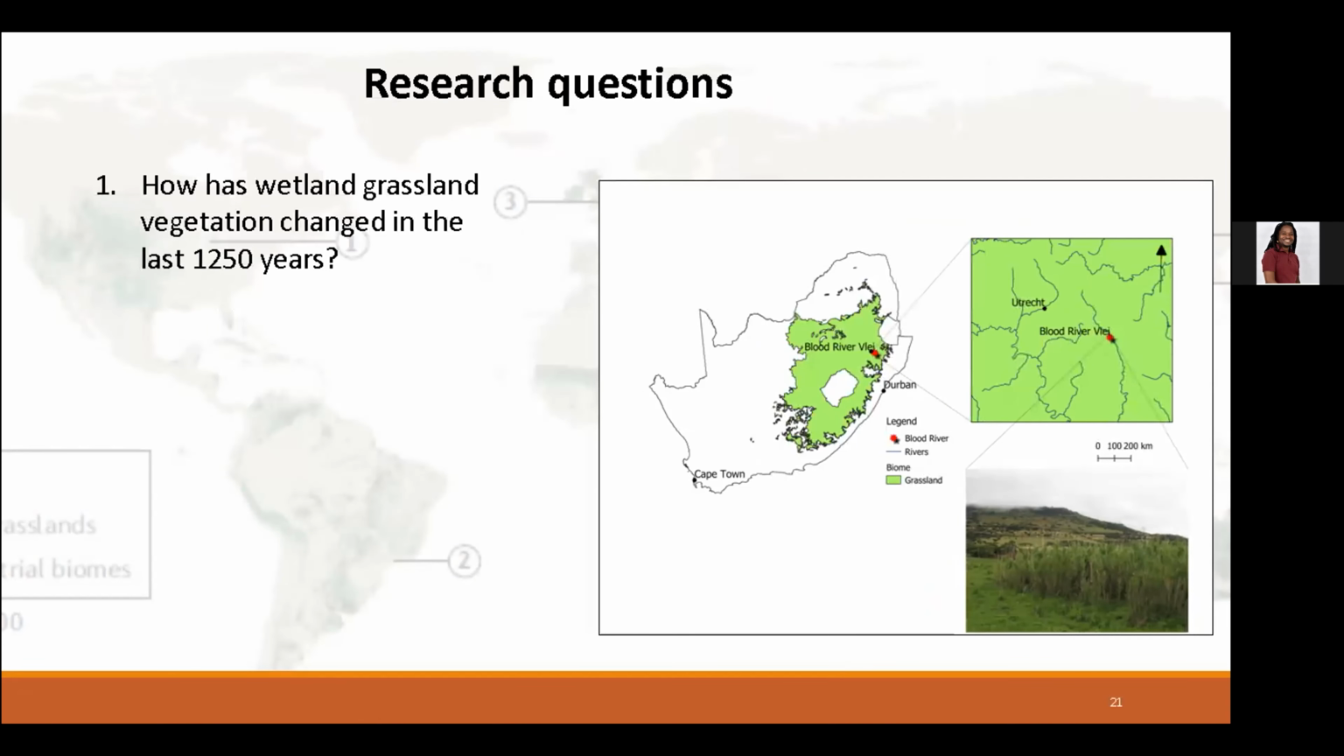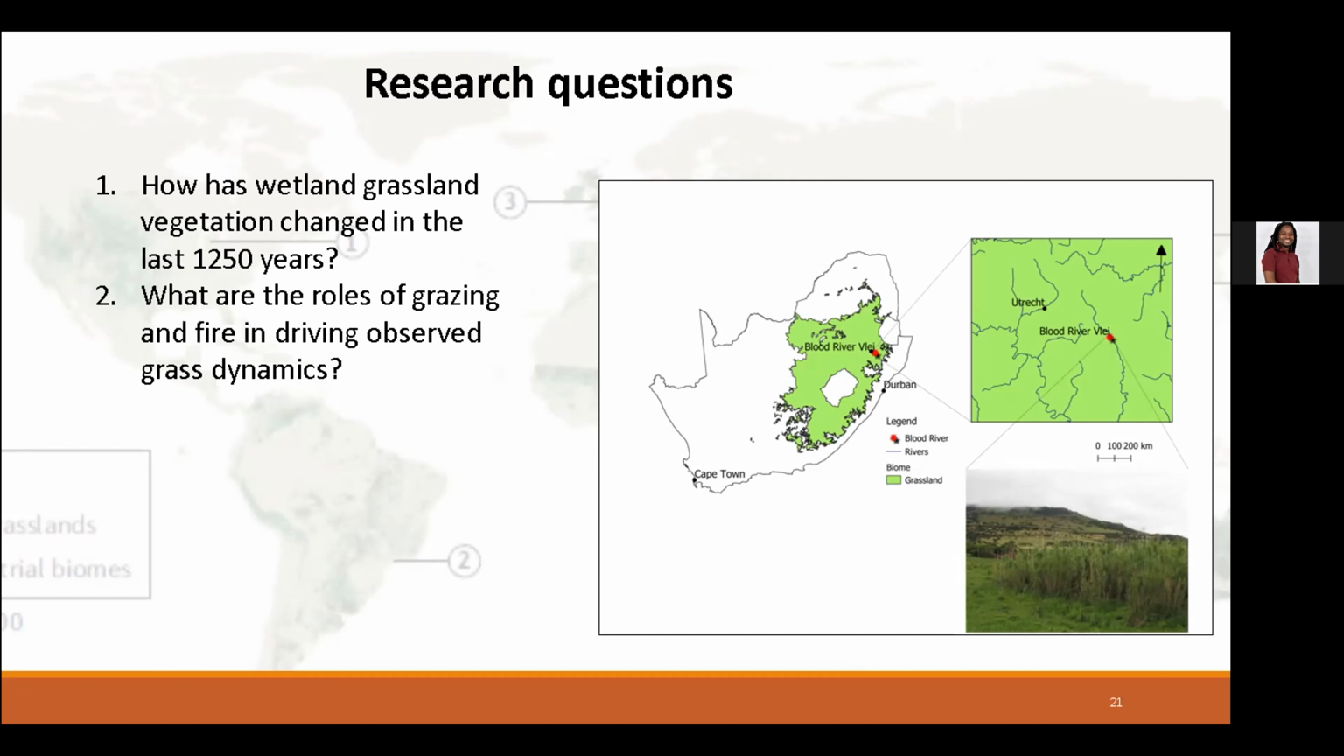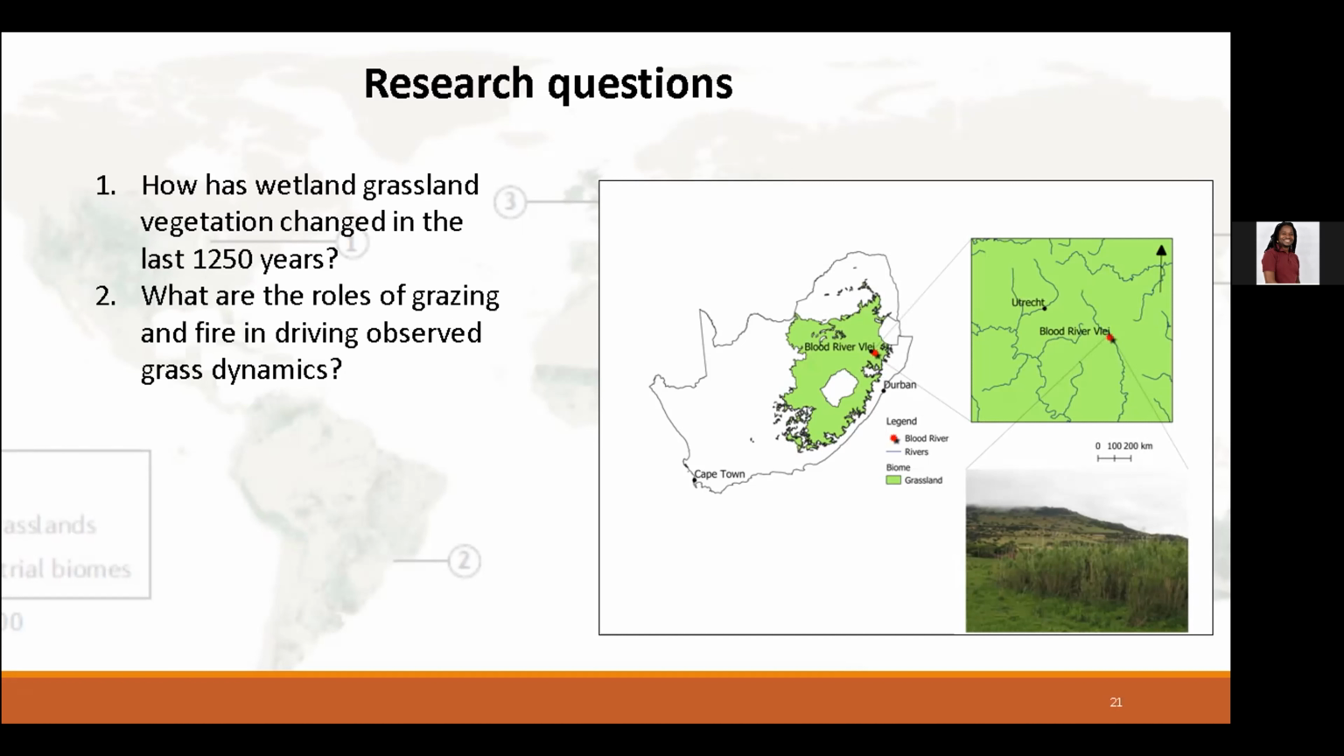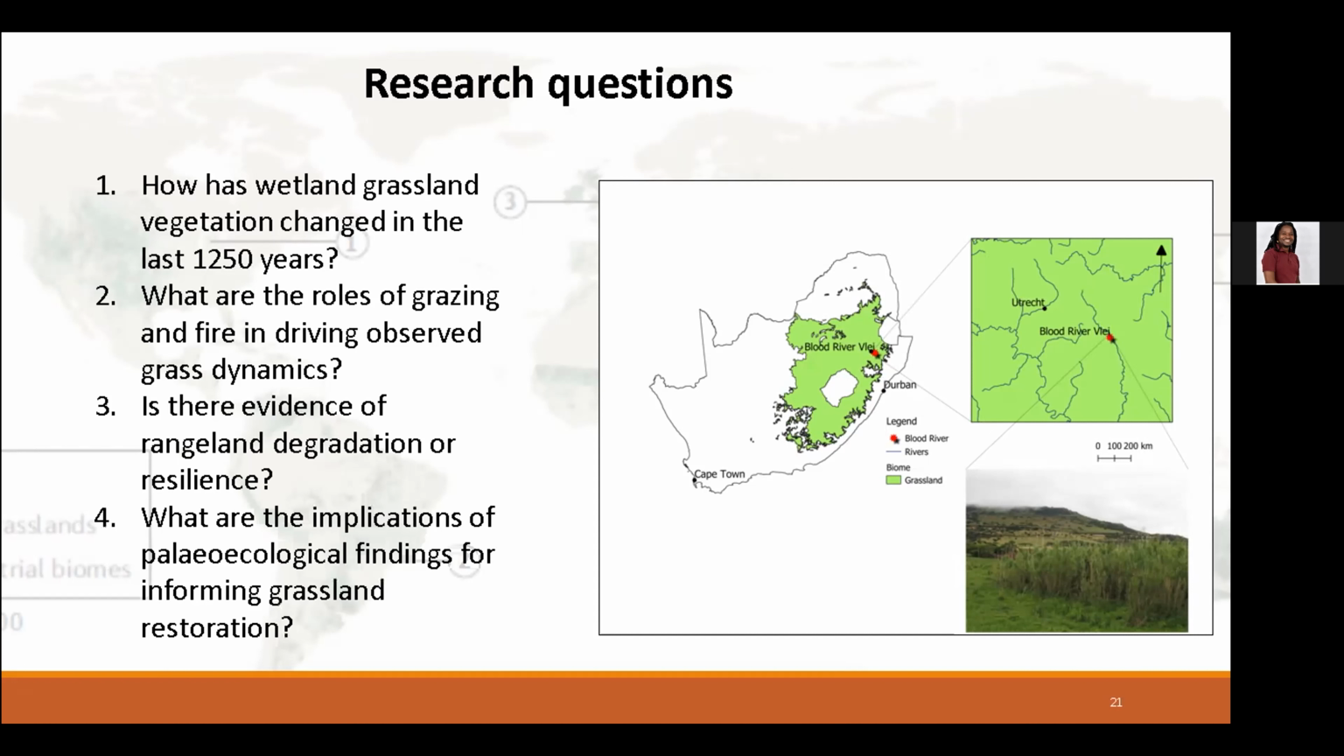We had a couple of key research questions. We wanted to find out how wetland grassland vegetation has changed in the last 1,250 years. In this case, the wetland grassland is our key resource area. Then we wanted to find out what the roles of grazing and fire are in driving the observed grass dynamics, and whether there's evidence of rangeland degradation or resilience. And lastly, we wanted to know the implications of this study for informing grassland restoration.